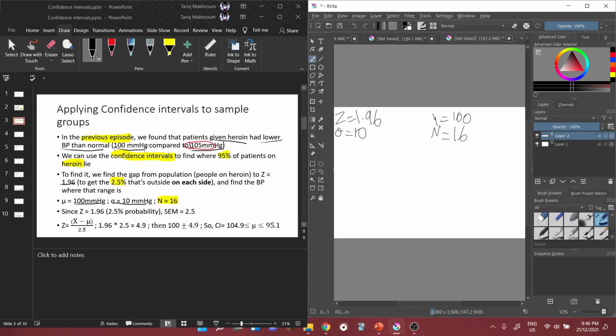Our first step is, because we're working with samples, we have to find the standard error of the mean. The way we do that is we take our standard deviation, 10, and divide it by the square root of our sample size, the square root of 16. That gives us a standard error of the mean of 2.5. I'm just going to write that down over here.